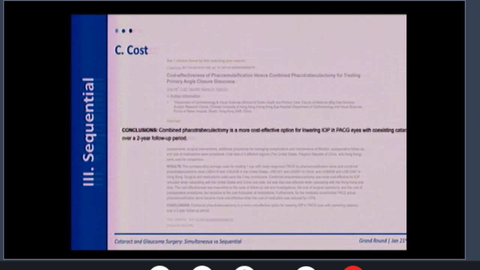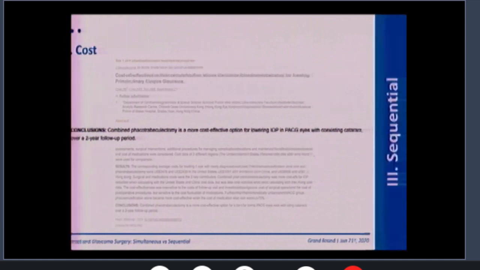And this is a study that was published in 2017 in Glaucoma that says after calculating the cost economically in different countries, the States, China, and Hong Kong, doing phaco combined with trabeculectomy is a more cost-effective option compared with doing one procedure and then the other. So this is a very important aspect to keep in mind as well.